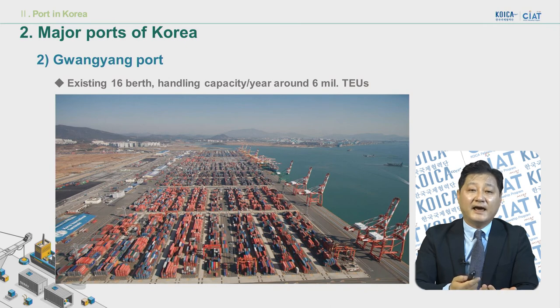Gwangyang Port has 60 berths and its total handling capacity is around 6 million TEUs per year. For the first time, the container throughput of Gwangyang port exceeded 2 million TEUs in 2020. The ratio in the total container traffic of Korea was 10.9% in 2020. The market share of Gwangyang has increased stably.